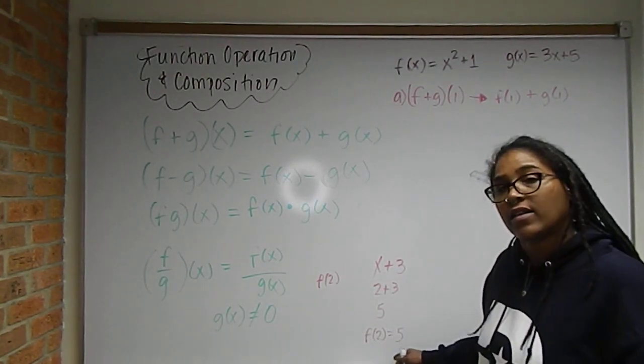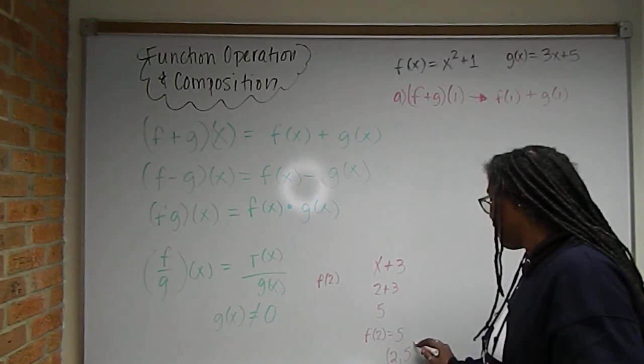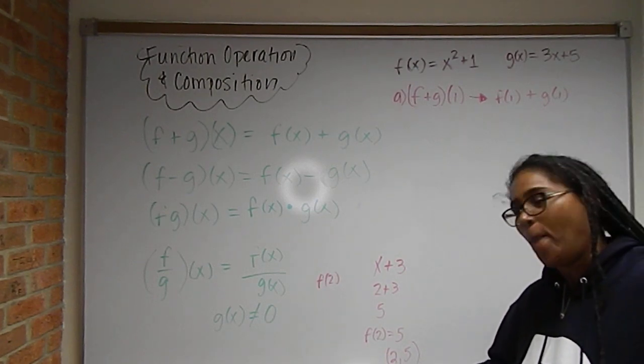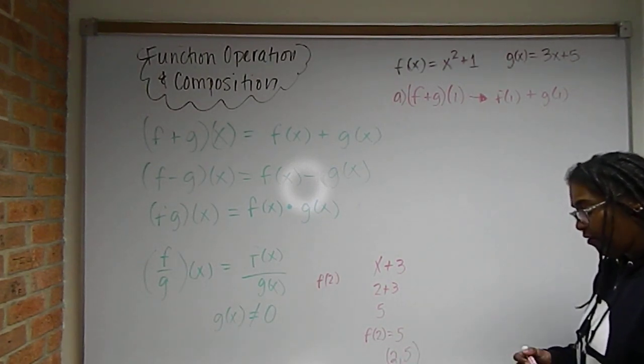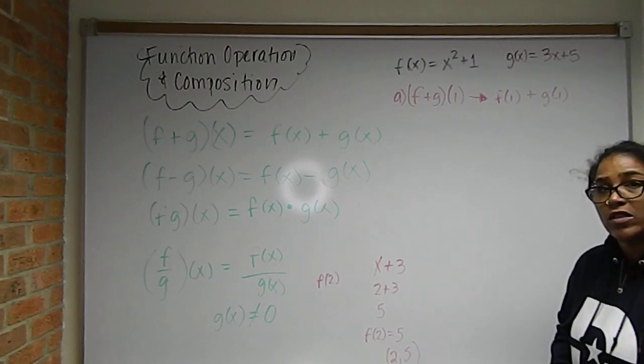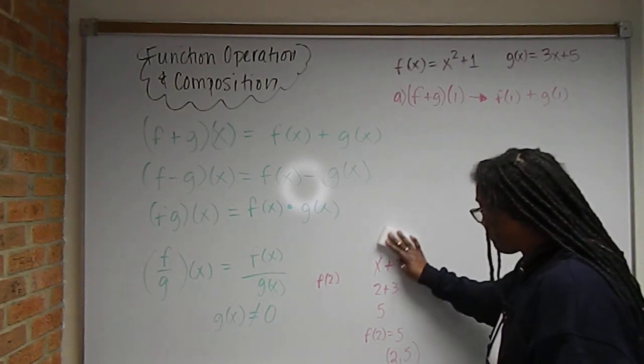So this is technically an ordered pair, right? Technically it is. If you didn't know, now you know. This is technically an ordered pair. Whatever you plugged in for x, the value you get out is y. That's what you're doing. It's just, now you're notating it a little bit differently, right?